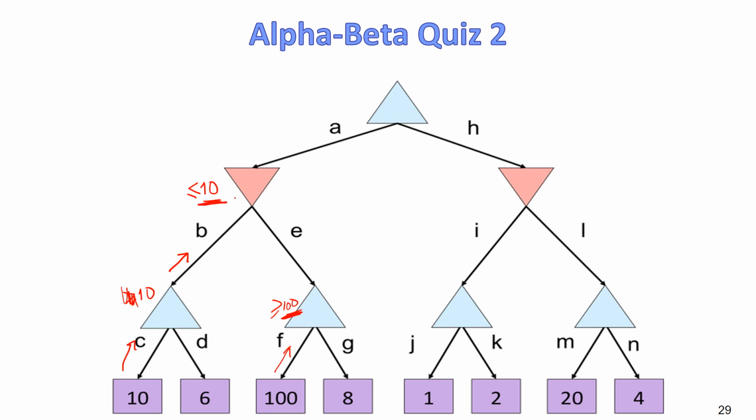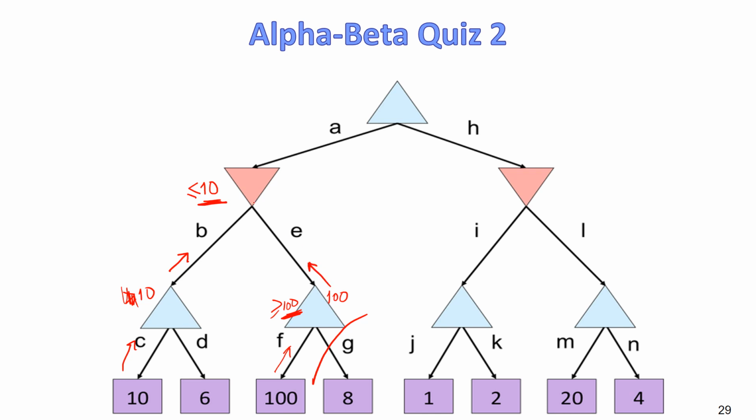Yes, so the beta value here is 10. The value that we got here is 100. We will never get beyond 100, and thus we'll never change this because that's at most 10. Any value from that branch will not change the value of this node. So we will just stop here and assume that the value of this node is 100, and we'll pass it up.